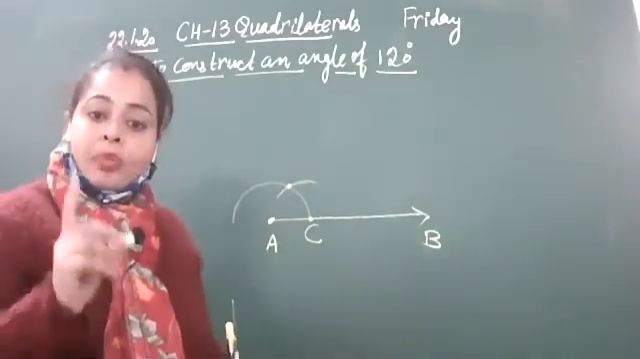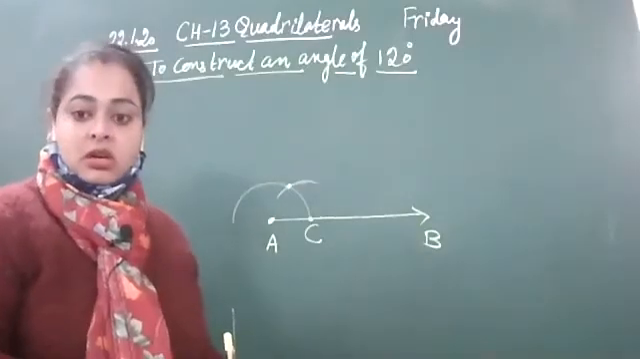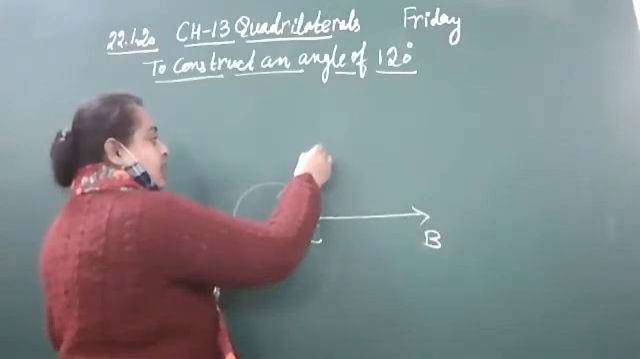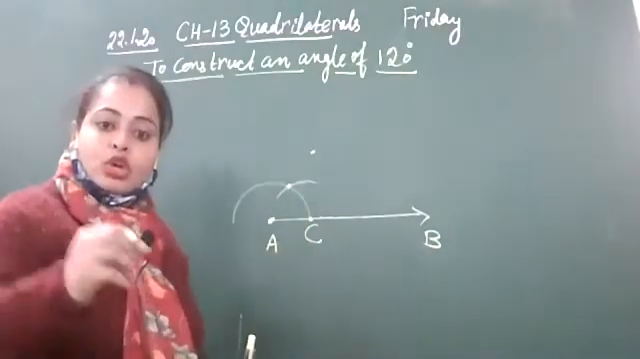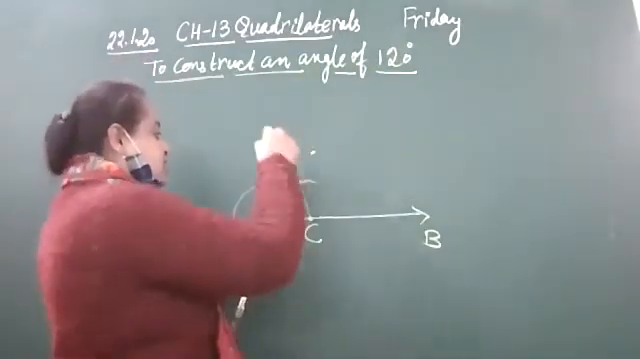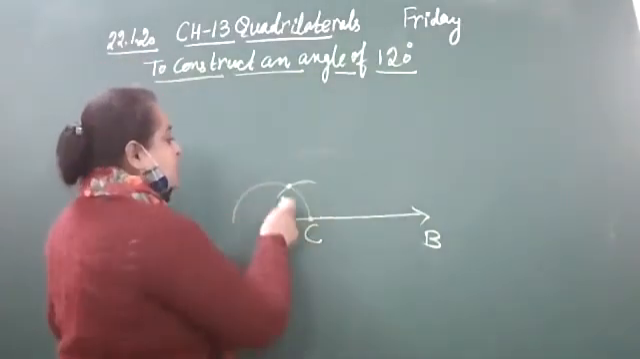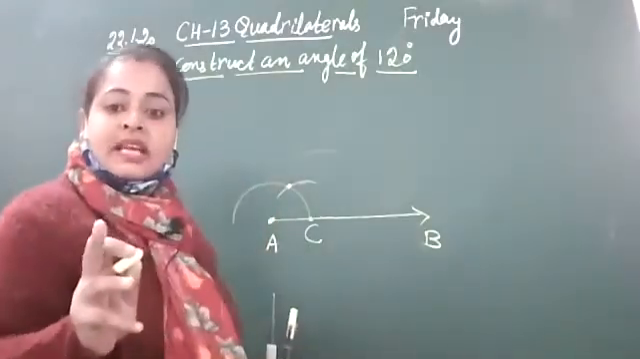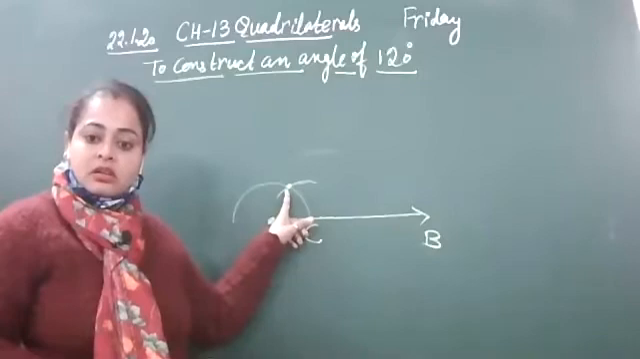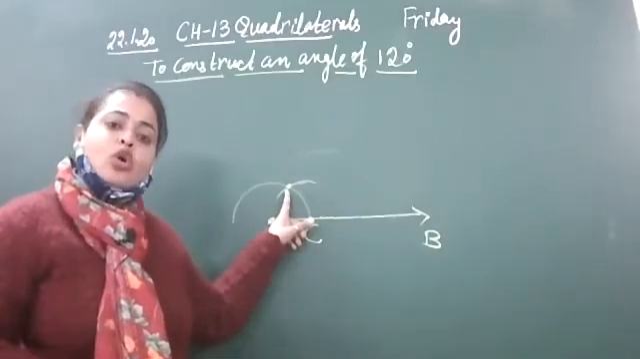Always mark points on the semicircle. Don't put this point outside here. Whenever you put your point, always put it on the semicircle. So you will get... Now, Radhika, this is an angle of 60 degrees. Fine, beta. Got it? I hope your doubt is clear.